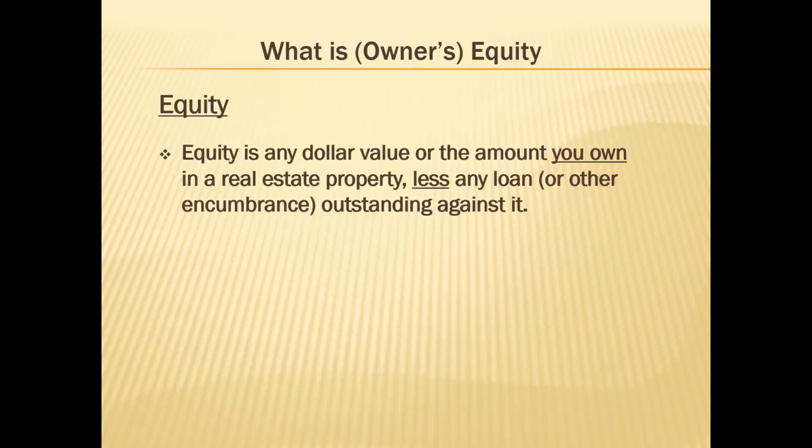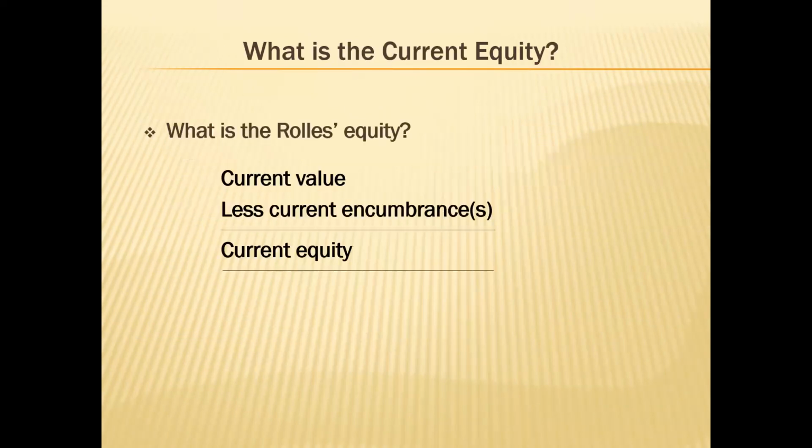Okay. So equity is any dollar value or amount you own, or a person owns, in real estate property, less any loan or other encumbrance owing against it. And here's the equation. It is the current value less any current encumbrance or encumbrances, which will give us our current equity. So what is our current value?